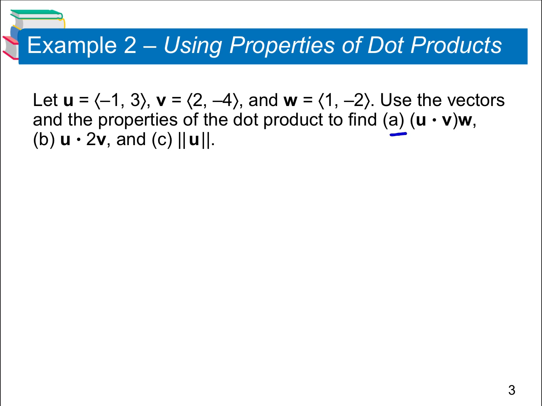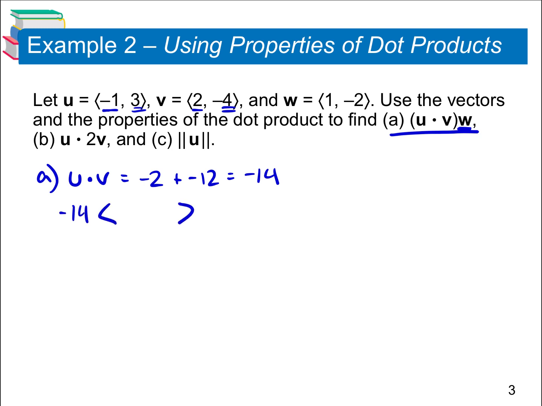All right, in example 2, again, we're finding the dot product, but we have more properties, more operations going on. So for A, we have to find the dot product and then multiply that to our vector w. So let's start with finding the dot product of u and v. So how do I find the dot product? First times the first, plus the last times the last. So negative 2 plus negative 12, which would be negative 14. So then I have negative 14 times vector w, which is 1, negative 2.